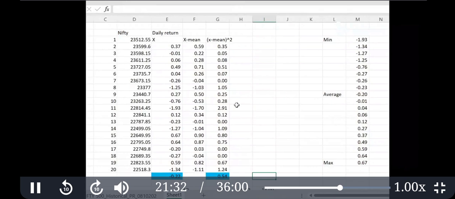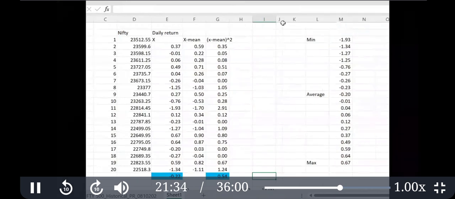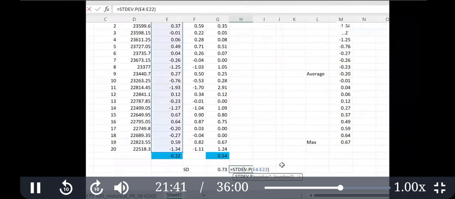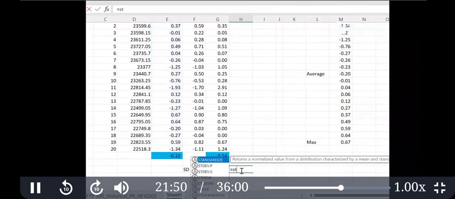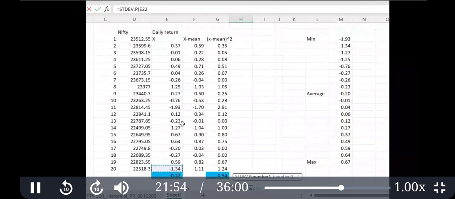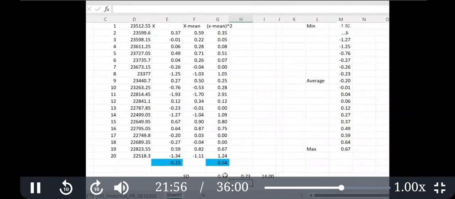I'll explain what standard deviation means, but this is how it is calculated. We can directly calculate it from the Excel formula, STDEV.P. What I showed is the manual calculation, the basic way it is calculated, but we can directly calculate by using this as well. So you get the same number. This is the standard deviation, the daily standard deviation.